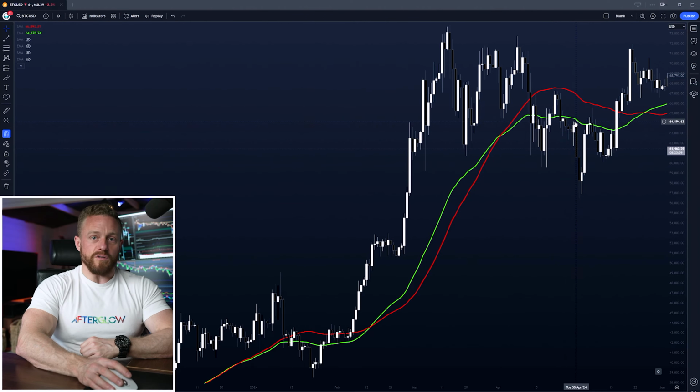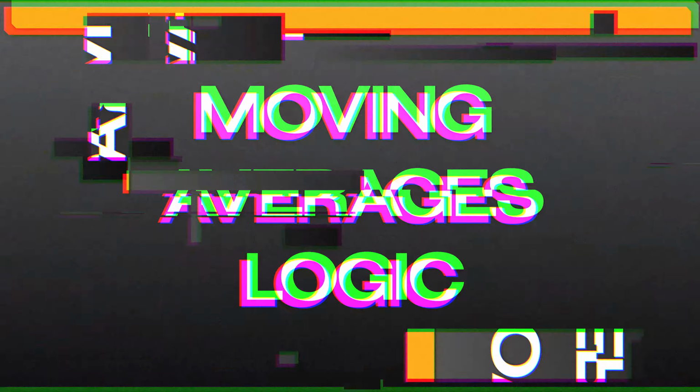So to help you choose the best one, I will compare the SMAs, the EMAs, and several other moving averages so that you can understand the subtle differences between each one and make sure you're applying these correctly depending on the different types of price action. If that sounds interesting to you, let's dive in.